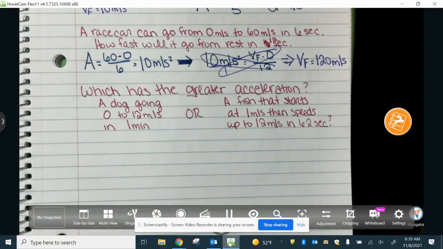So which has the greater acceleration? A dog going 0 to 12 meters per second in 1 minute, or a fish that starts at 1 meters per second and speeds up to 12 meters per second in 62 seconds? Go ahead and solve those for me, please.